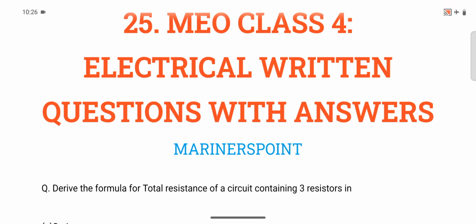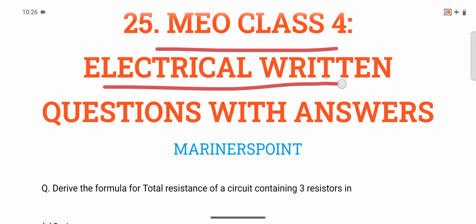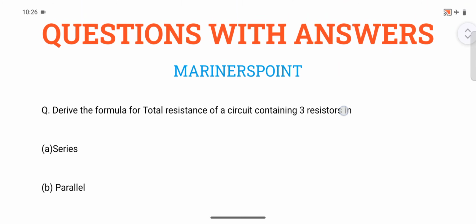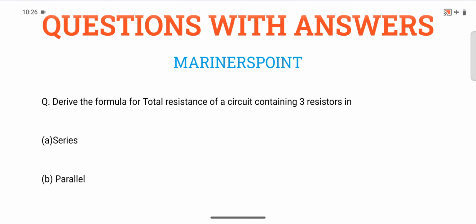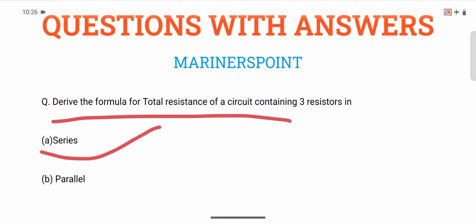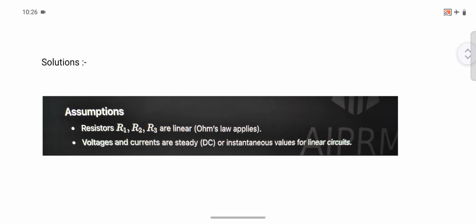Here we are going to solve MEO Class 4 Electrical Written Question. Question we can see on the screen. Derive the formula for total resistance of a circuit containing three resistors in series or in parallel. So we have to simply derive the formula. If three resistors are connected in series and in parallel, what will be the equivalent formula?